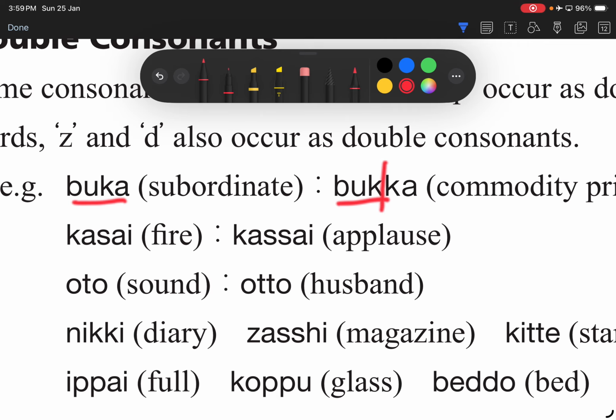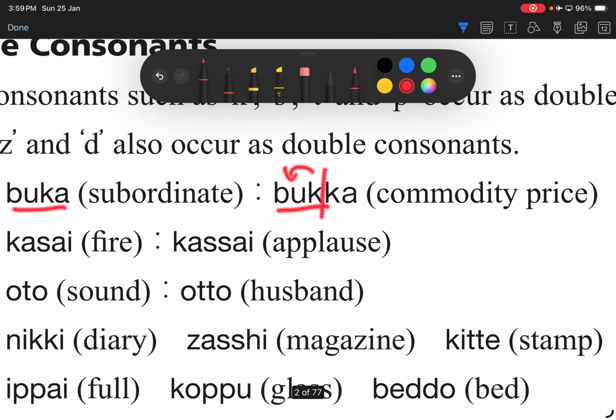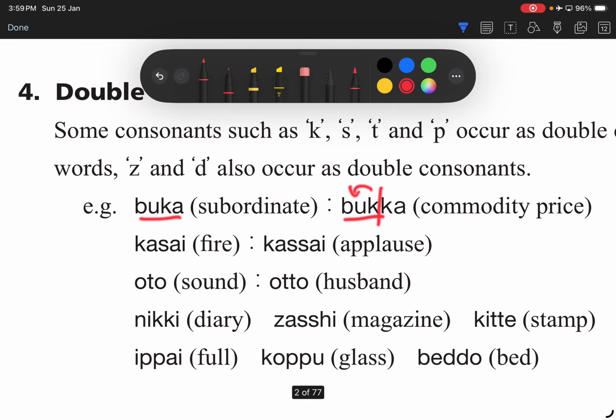The first K will accompany the word before it. The second K will be with the word after it, right? For example, this is BU. BU is boo, right? Boo, we put a K, become book. So book and ka, buka. So you can hear that I took a short pause, right? Buka versus buka. First one subordinate buka. Second one is commodity prices, which means prices lah. So buka, buka.